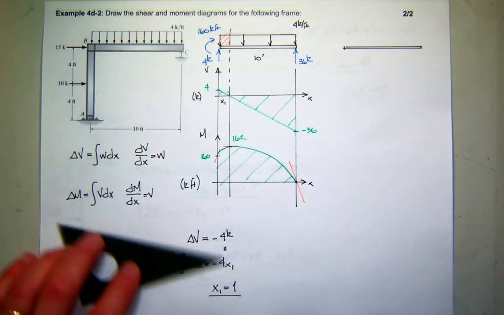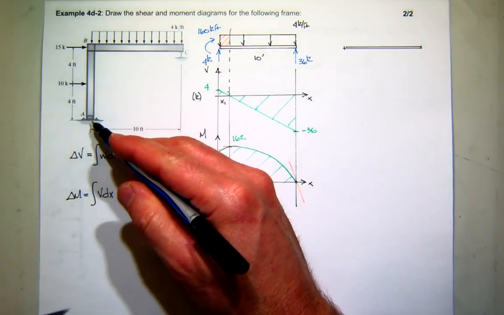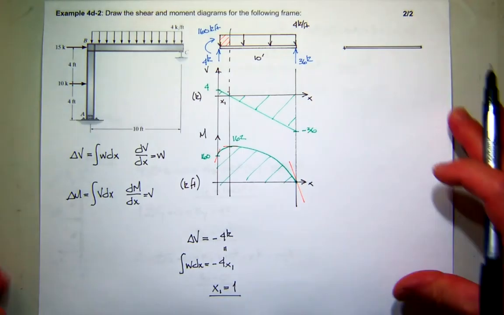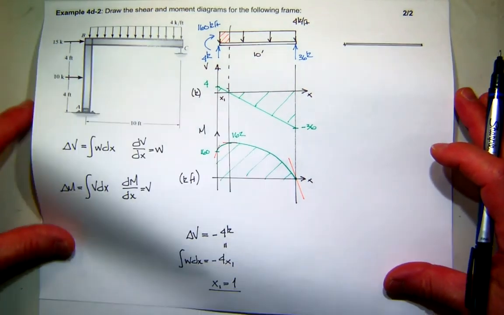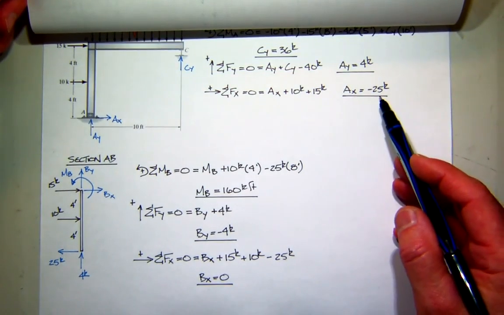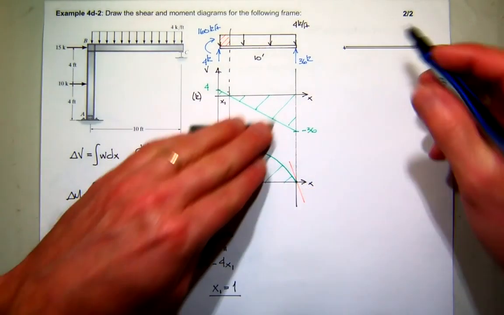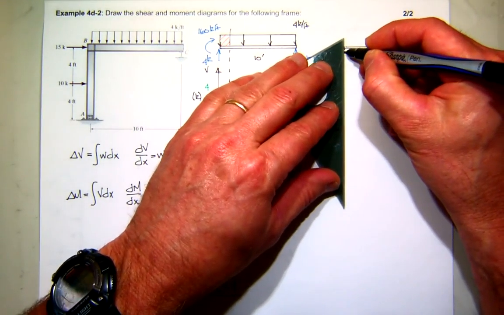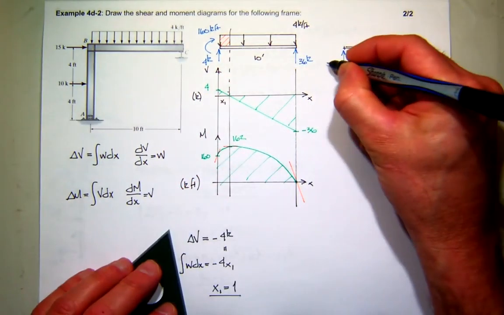Let's start with what happened at A. So I want to know the shear force, which is AX. I believe when we solved for AX, we had a value of 25. So I should have 25 acting up.